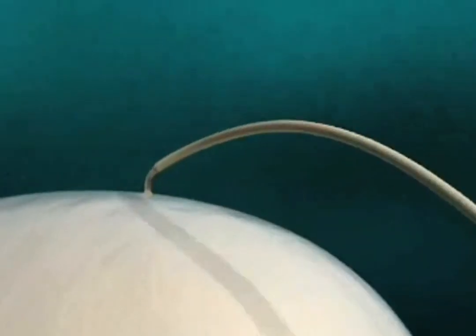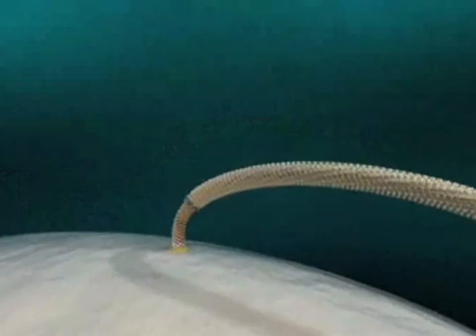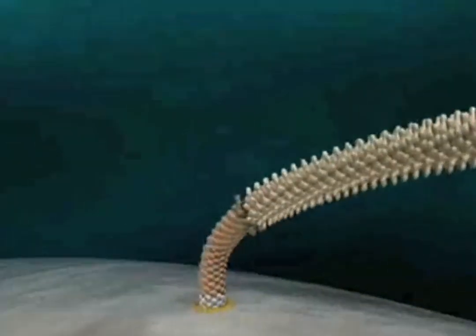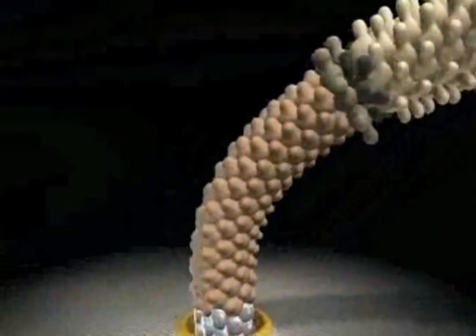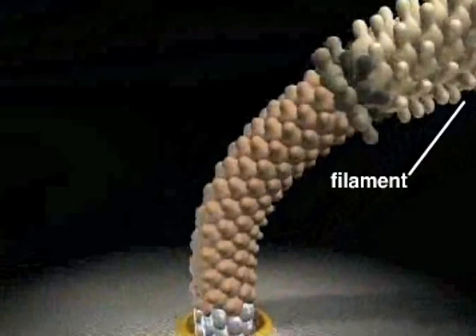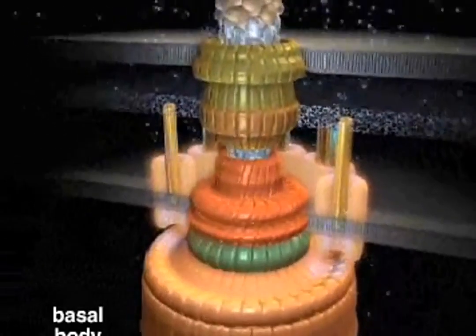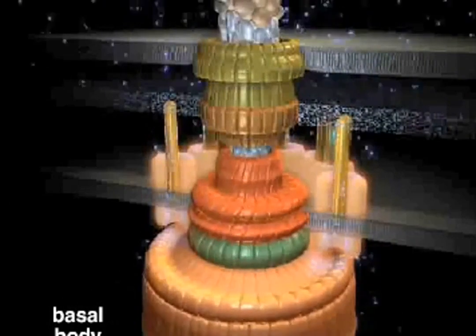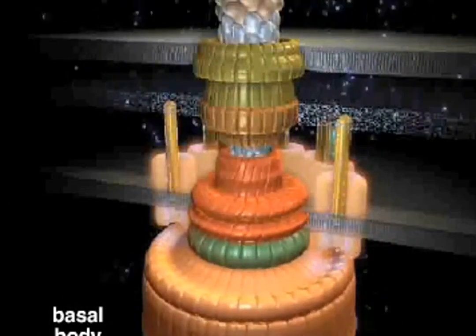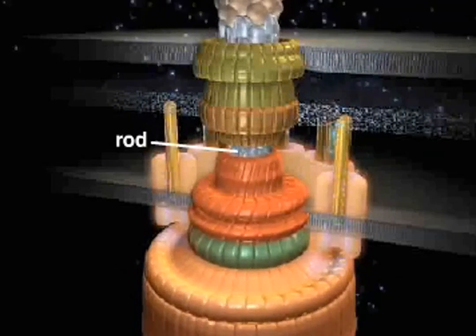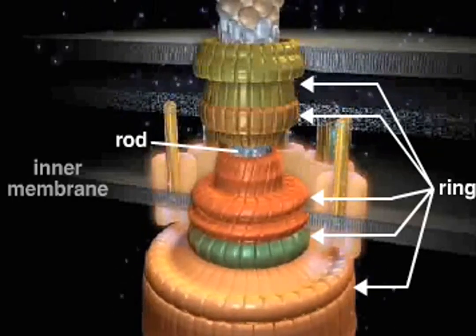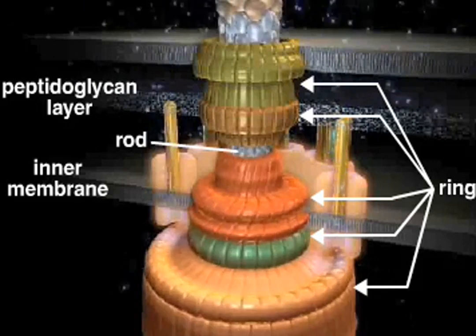These animations show a series of schematized and speculative models about how bacterial flagella might function and assemble. Just outside of the cell wall, the filament is connected to a flexible rotating hook. The filament, the hook, and a structure called the basal body, located below the cell's surface, make up the three parts of the flagellum. The basal body consists of a rod and a series of rings embedded in the inner membrane, the peptidoglycan layer, and the outer membrane.